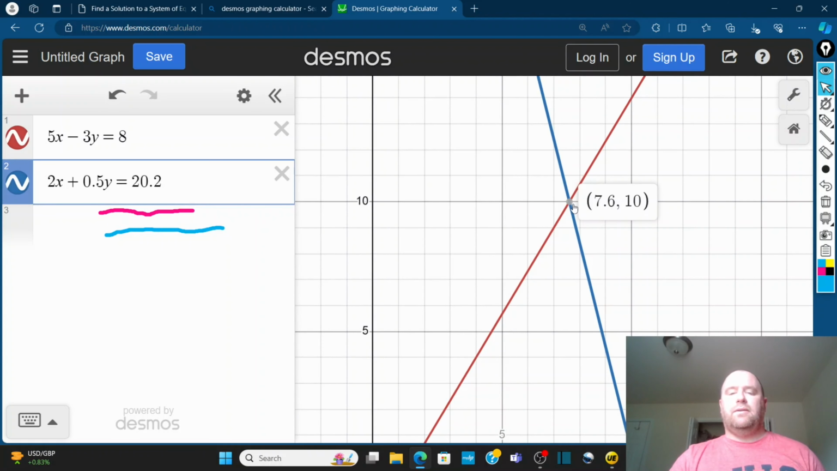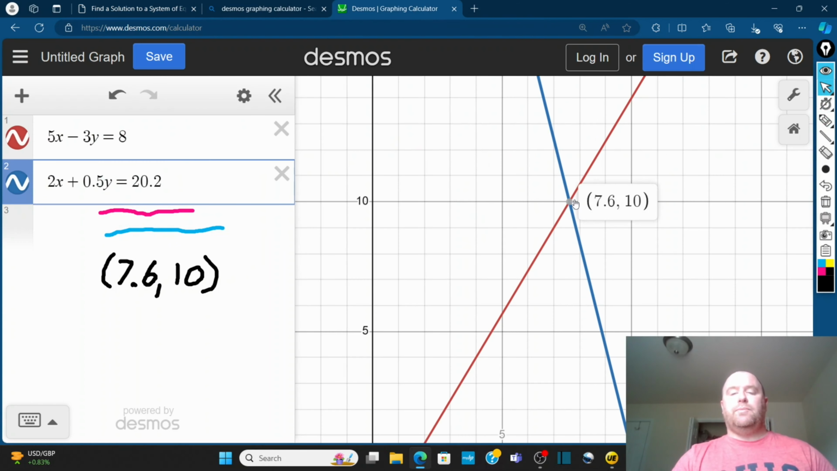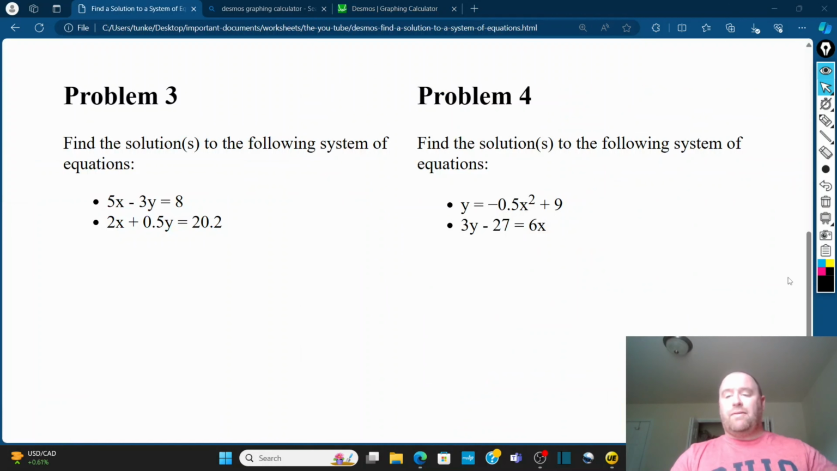And if we just click on the point and then hover over it, we see that the solution is 7.6 for the x-coordinate and 10 for the y. So we'll just write that. The solution is 7.6 and then 10 for the y part of the coordinate. So I always want to keep checking. Yep, 7.6, 10. Take this gear, delete all. Let's clear this out. And we've got our last one.